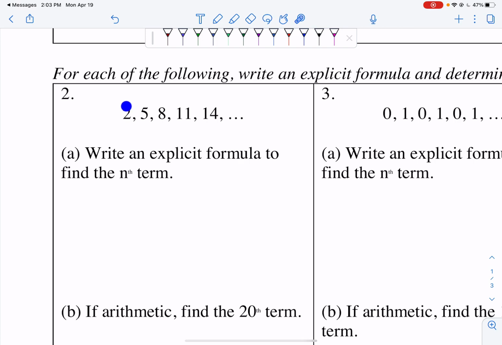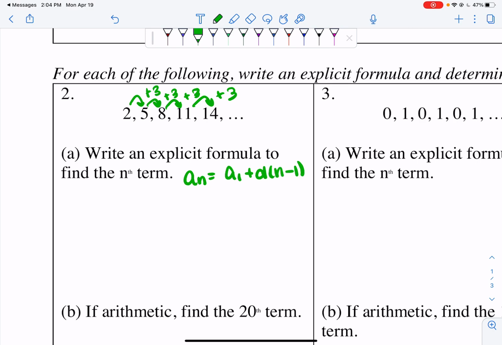So if I start at 2 and go to 5, and then 8, and then 11, and then 14, I keep on going up by 3. So I go up by 3, up by 3, up by 3. So it is arithmetic. So we're just going to go ahead and write our arithmetic sequence rule. So we have a sub n equals a sub 1 plus d times n minus 1. So we know a sub 1 is 2. So I have 2 plus 3, because that's my common difference, times n minus 1.